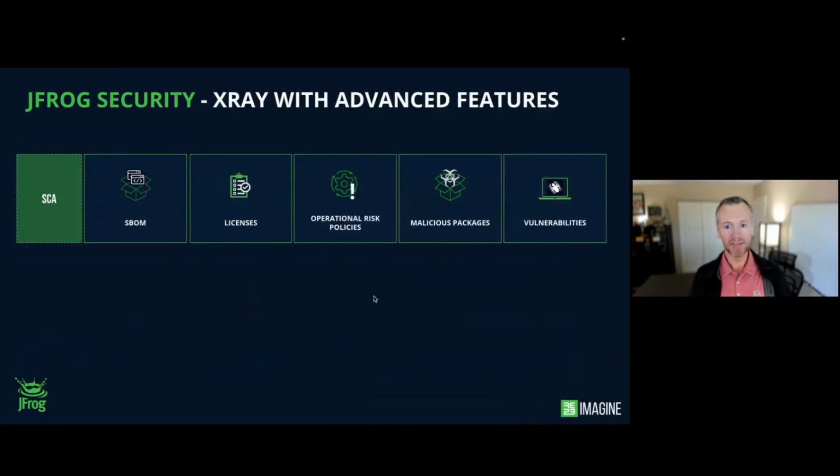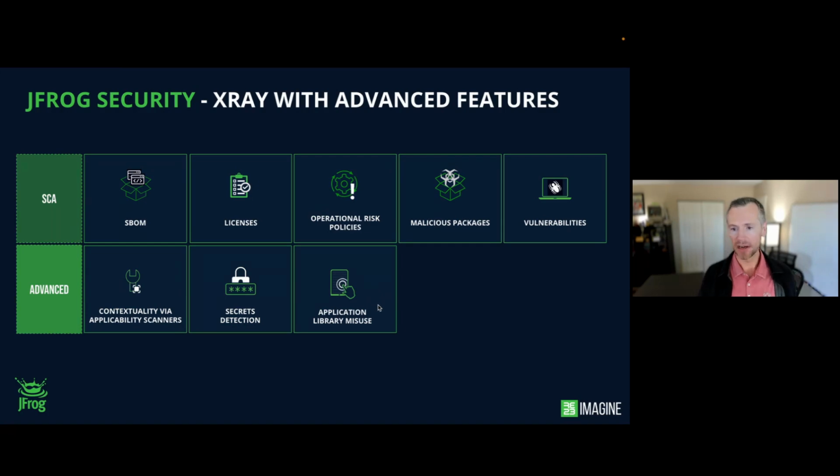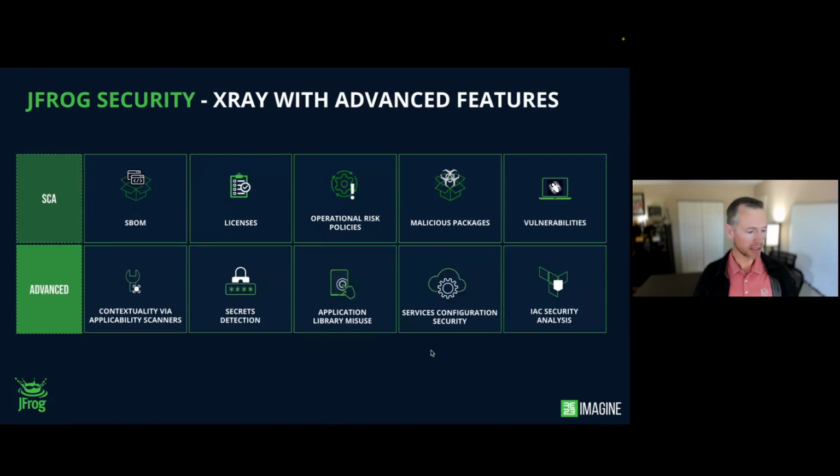So what does the advanced security do on top of everything we were talking about with SCA? One, it provides contextual analysis. So contextual analysis helps you understand where is this applicable? Is this service even running? Secrets detection, which quite a few of you mentioned was a concern, and application library misuse or misconfiguration. And then ultimately things like IaC security analysis. Is this Terraform module that I've written going to create a misconfiguration running in production?